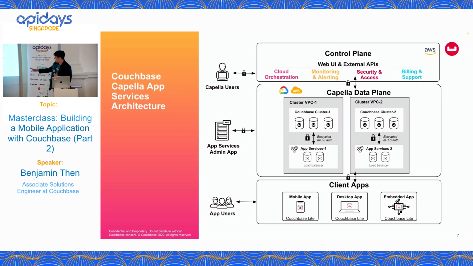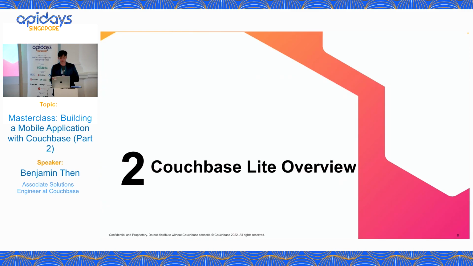So this is how the architectural diagram roughly looks like. You have your mobile applications or your IoT applications, and then it links to your clusters, which can be hosted on Server, on-prem, or Capella. And then you have your control plane, right, where your users are able to log in, make queries there, and view the documents from the database.